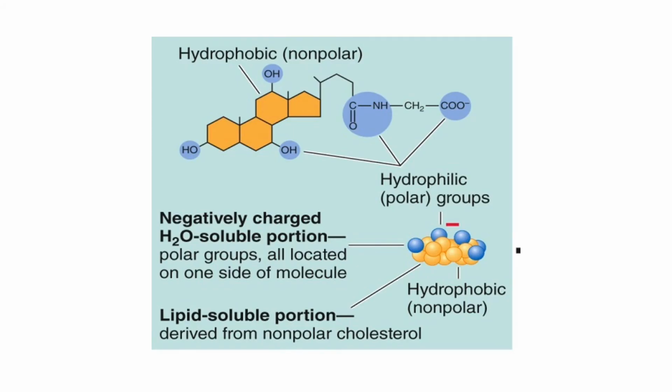Shown here is the molecular structure of a bile salt. We can see there is a hydrophobic nonpolar end, and that's represented by this cholesterol group here. Remember that bile salts are a derivative of cholesterol. And then we can also see that there is a hydrophilic polar region. You can see this negative charge here associated with this polar region.